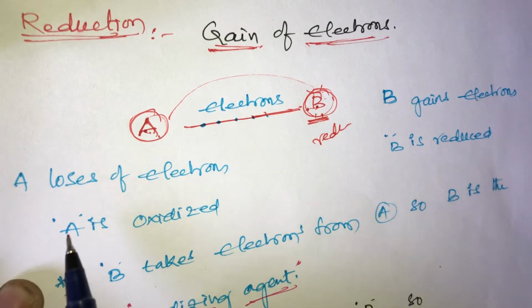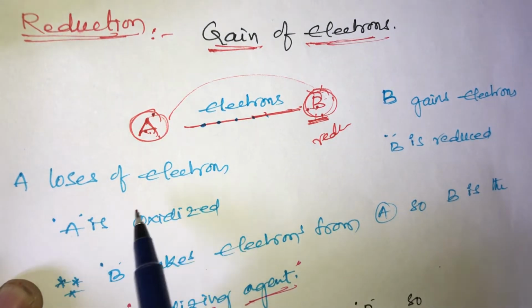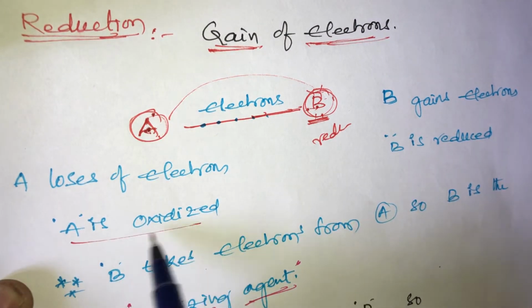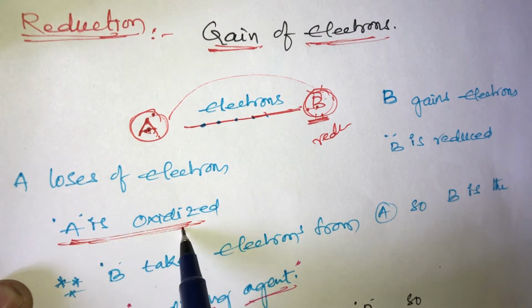So what about A? Here A loses electrons. So A is the oxidized one.